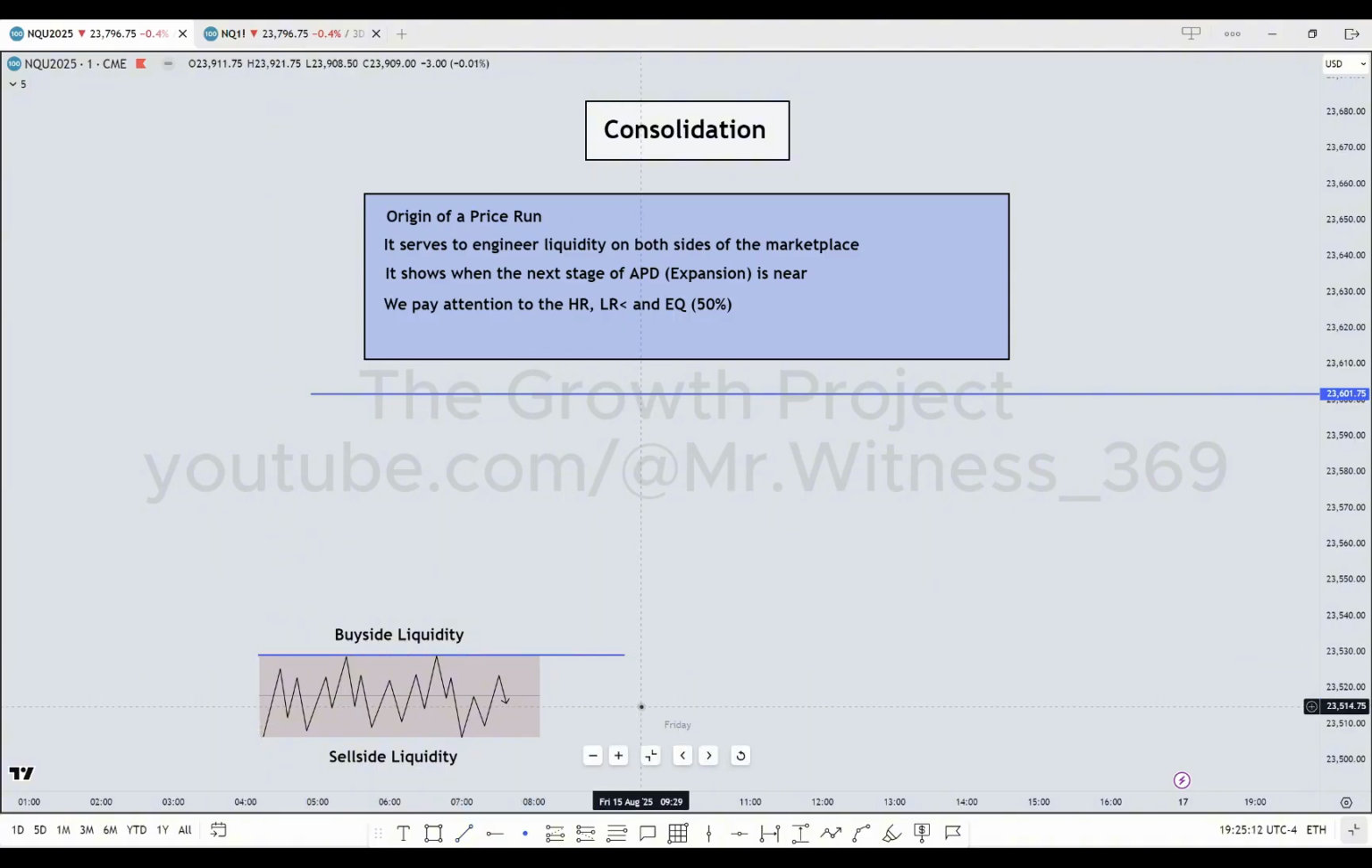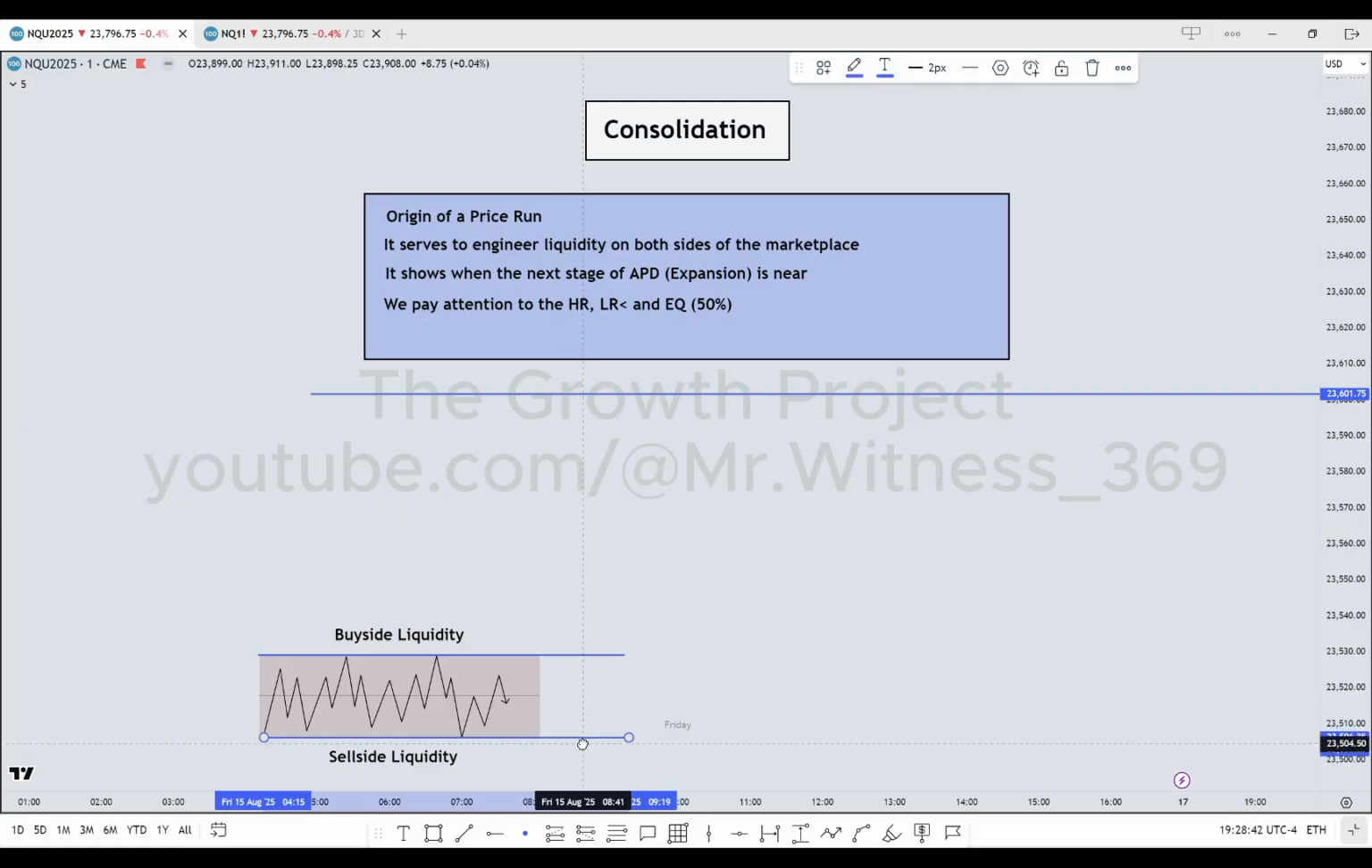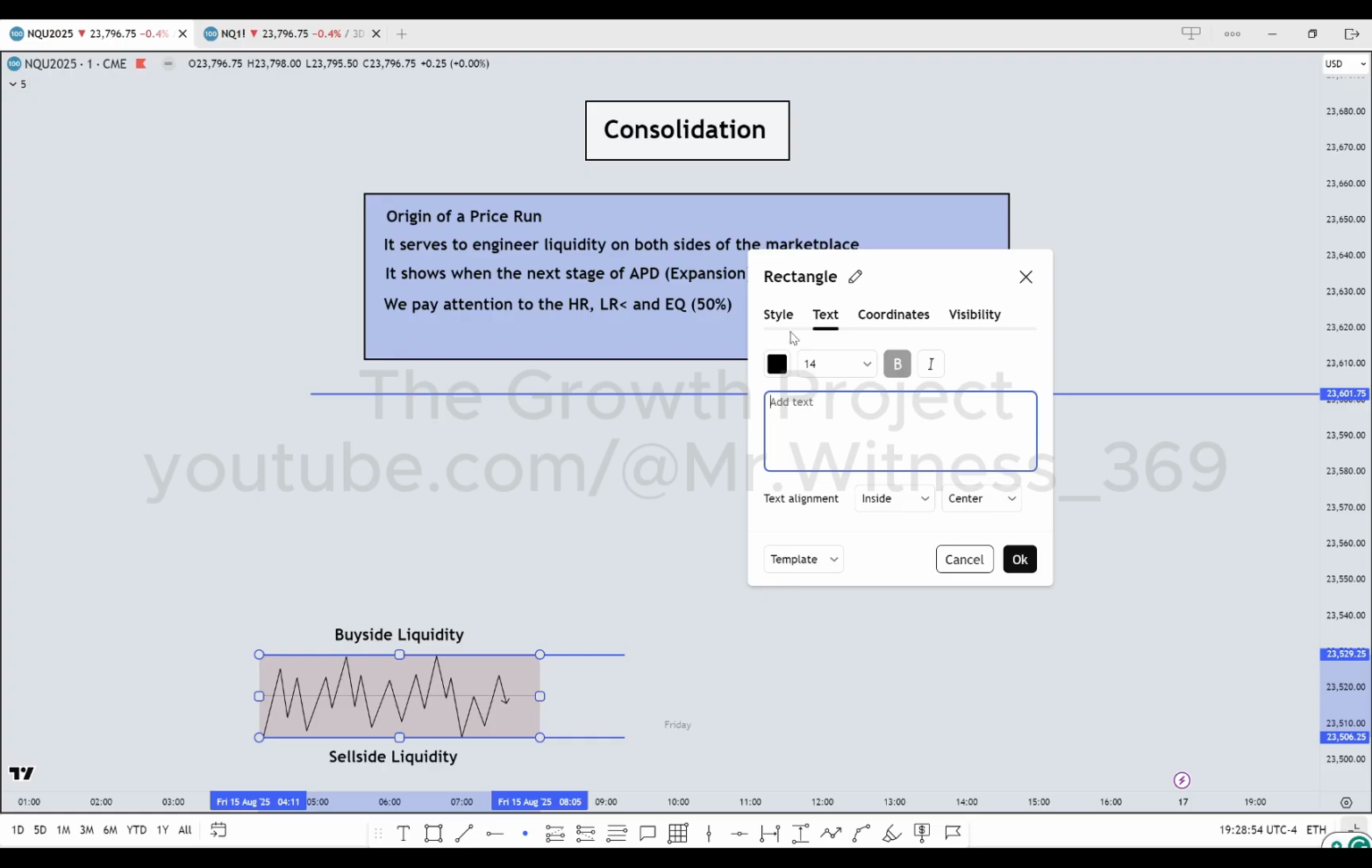Good. So you want to be now paying attention to the high of the range, which is going to be defined by the bodies of the candles, not the wicks. Okay. Why just the bodies? Because in the bodies of the candles is where the bulk of the volume is. So now I'm paying attention to the low, and this is going to be found the same way. Nice. Once you have your high of the range and the low of the range, you want to pay attention now to your equilibrium, right?